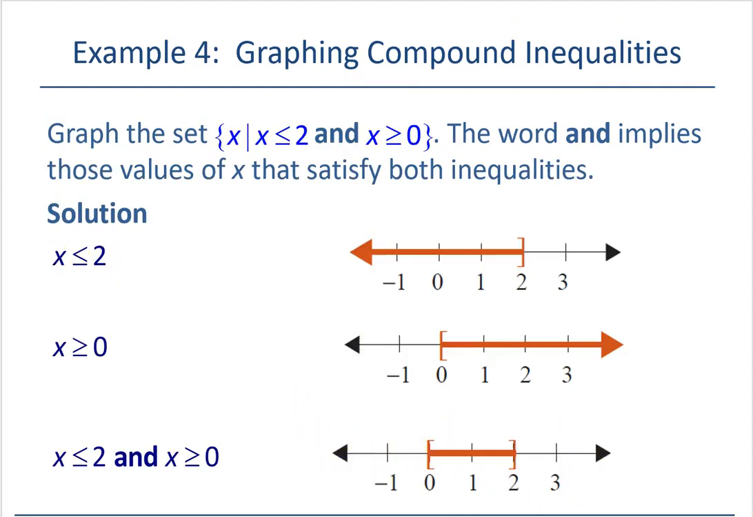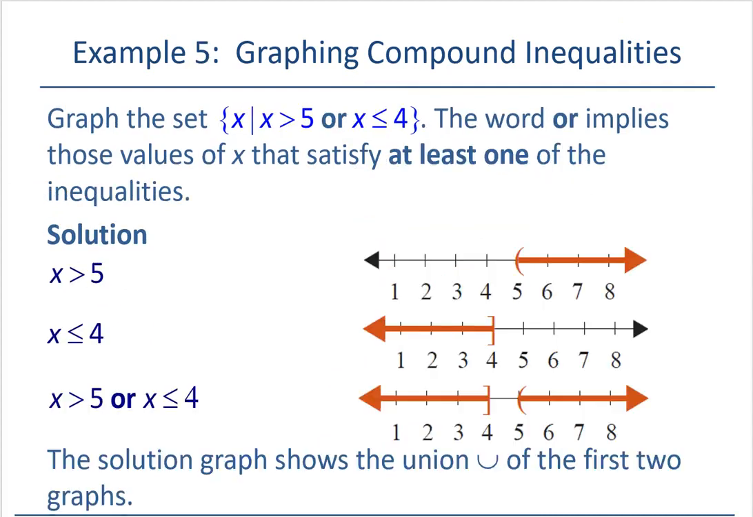So let's come back in here and let's do some more. Let's look at example 5. Graph the set: x is less than 5 or x is greater than or equal to 4. The word or implies those values of x that satisfy at least one of the inequalities. Notice x is greater than 5, we don't have an equal sign. So if we just graph that, this is the way the graph would look.